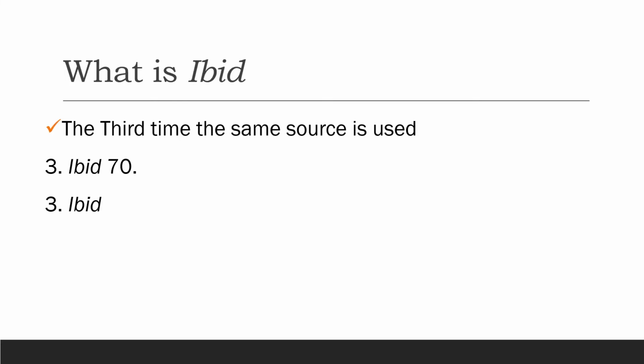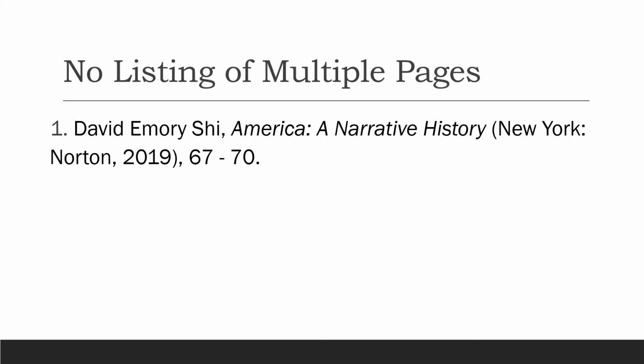What is Ibid? The third or more times in succession of the same source, you use Ibid, followed by the page number, like you see Ibid 70. Now you notice there is no page number for example number 3, Ibid right here. That is because it was similar to the previous one. So if it's coming from the textbook and that textbook had page 70, for example, and yet your third time you've used the textbook and it's coming from the same page, no page is required. There is no listing of multiple pages.